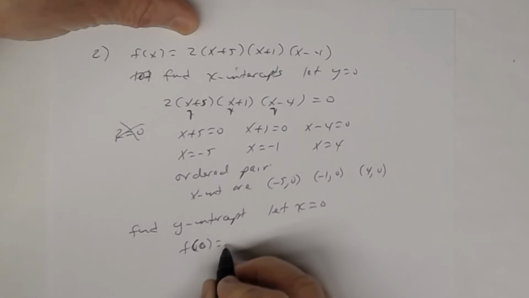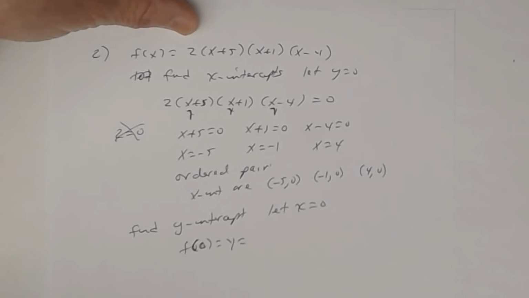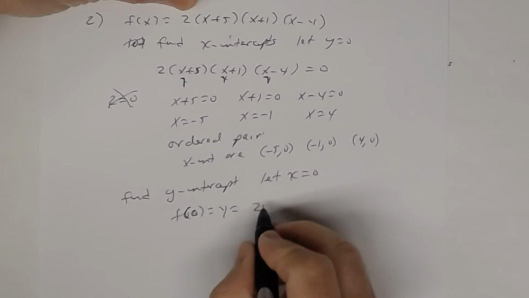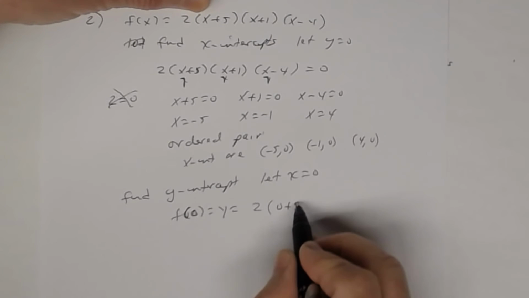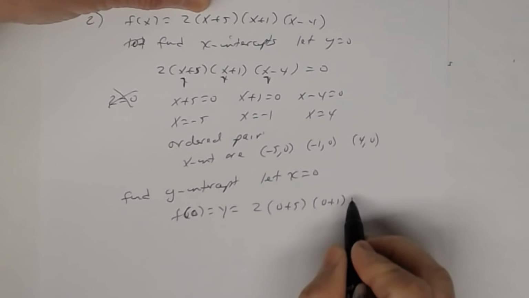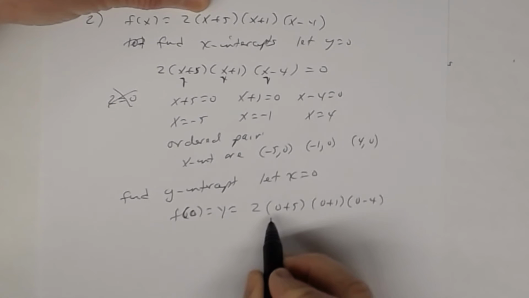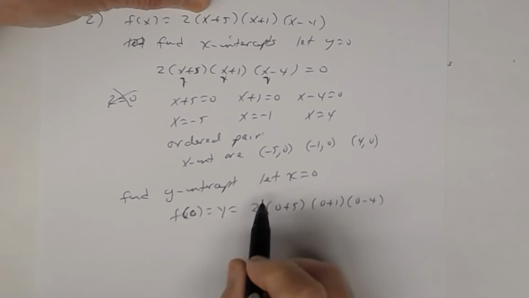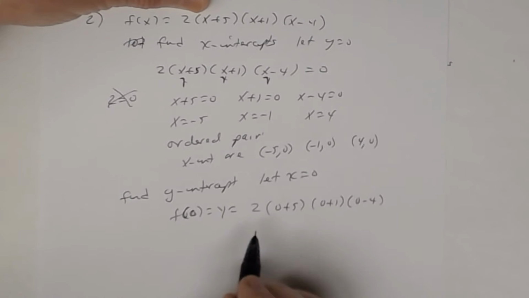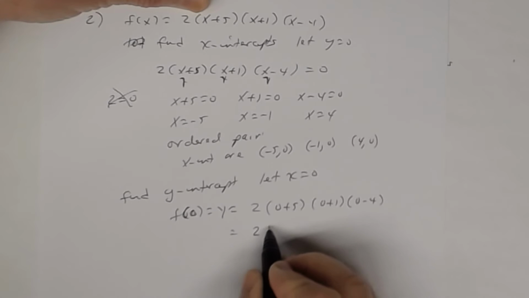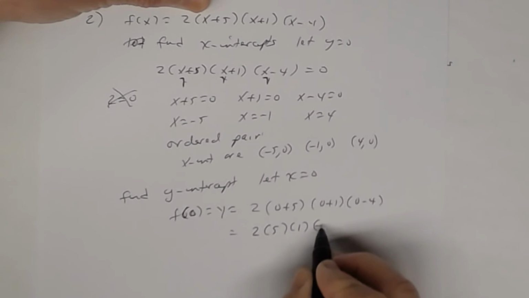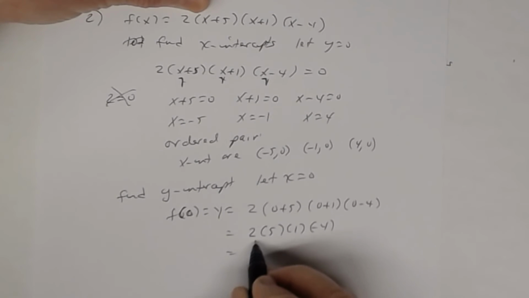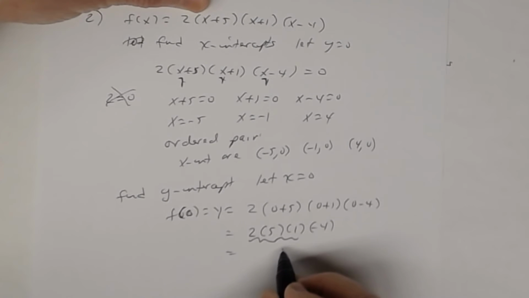which is the y-intercept, which is y, is going to equal 2, don't forget to put the 2 there, 2 times (0 plus 5) times (0 plus 1) times (0 minus 4). Okay, don't forget the 2. The 2 is part of your function, so you must write it. Equal 2 times 0 plus 5 is 5, 0 plus 1 is 1, 0 minus 4 is negative 4. And so let's go ahead and multiply this out. 2 times 5 is 10, times 1 is 10, right?